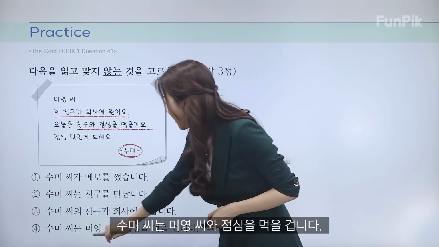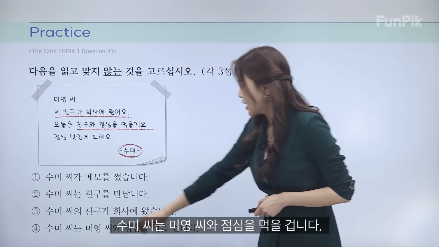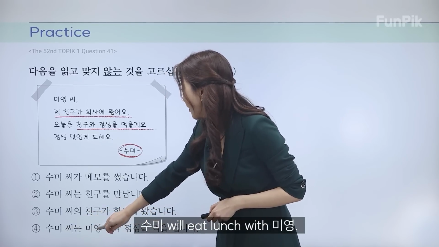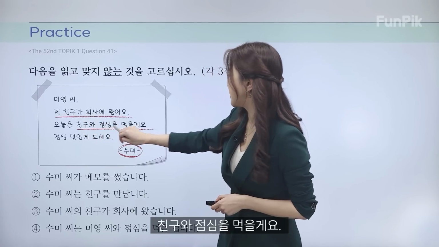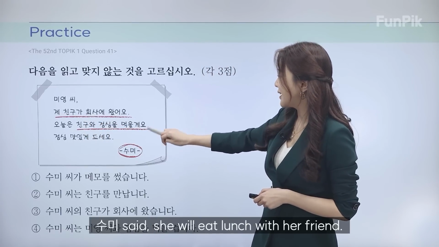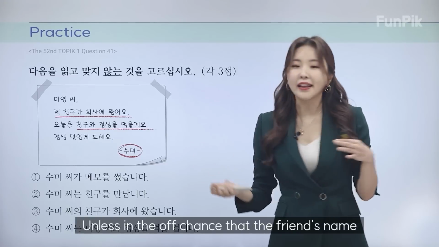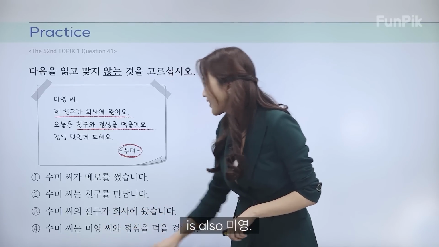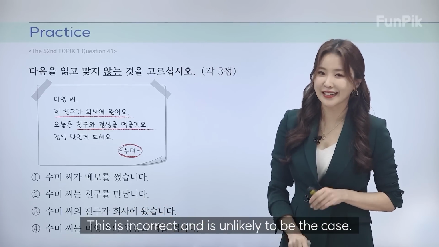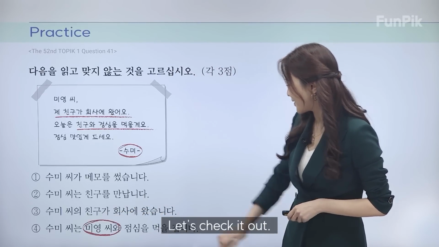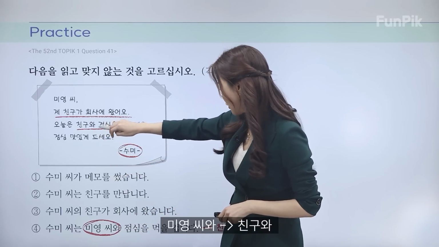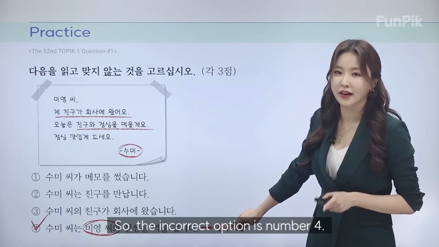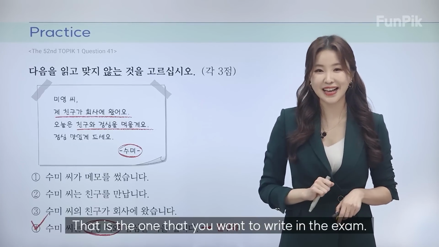수미 씨는 미영 씨와 점심을 먹을 겁니다. 수미 will eat lunch with 미영. But look, 친구와 점심을 먹을게요. Sumi says she will eat lunch with her friend. So unless in the off chance that the friend's name is also 미영, this is incorrect. That is unlikely to be the case. So let's check it out. 미영 씨와 그런데 여기는 친구와. Here, 친구와. So the incorrect option is number 4. That is the one that you want to write in the exam.